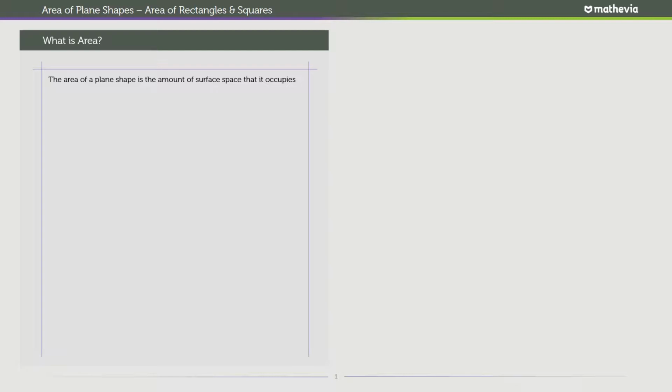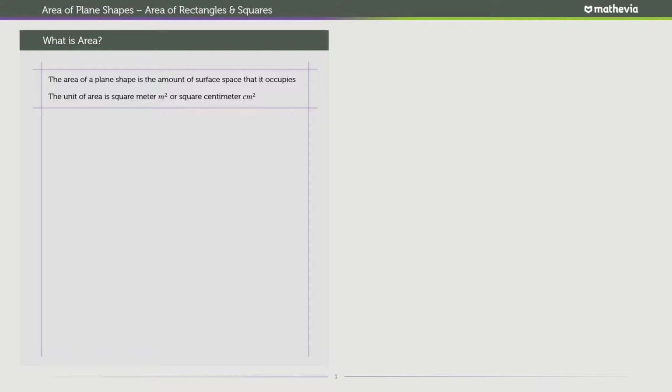The larger the area of an object, the bigger it is. Basically, the area of a plane shape is the amount of surface space that it occupies. The bigger something is, the bigger its area. The unit of area is square meter or square centimeter. You know that length is meter or centimeter; area is square meter or square centimeter. We write it as m squared or cm squared.